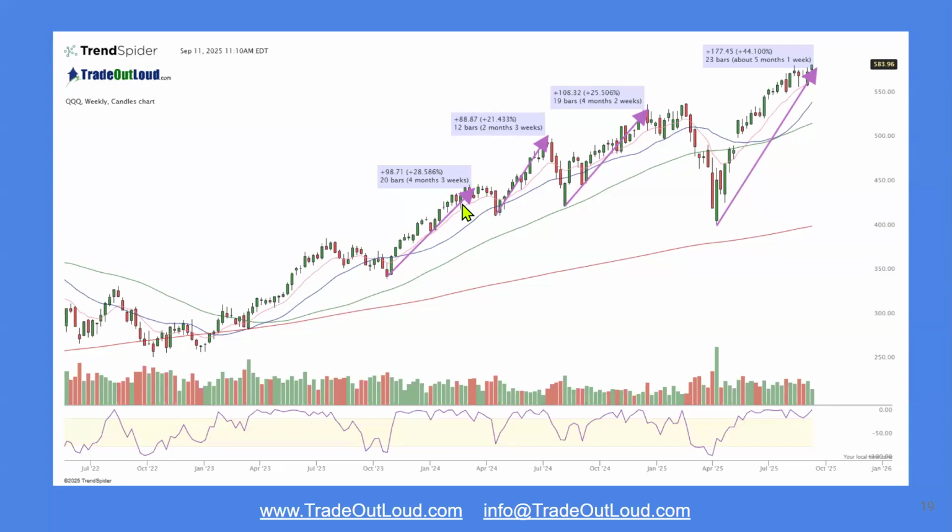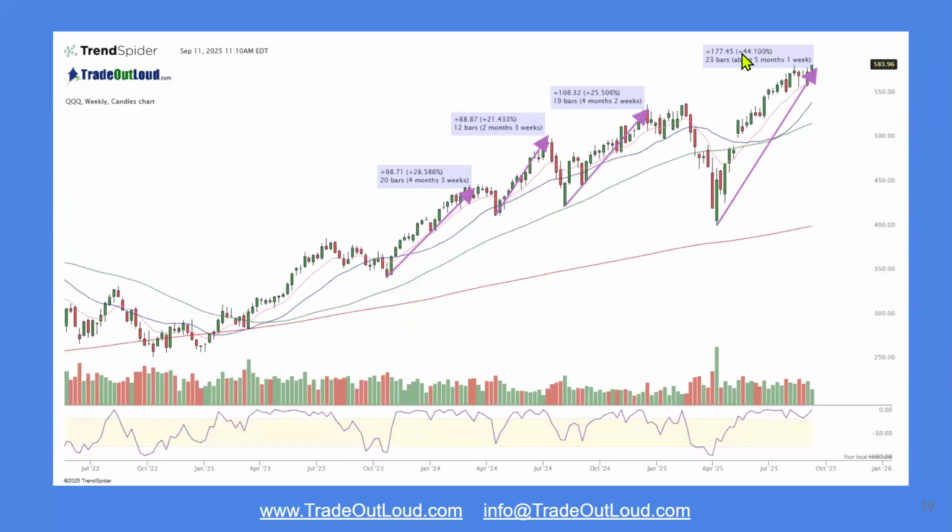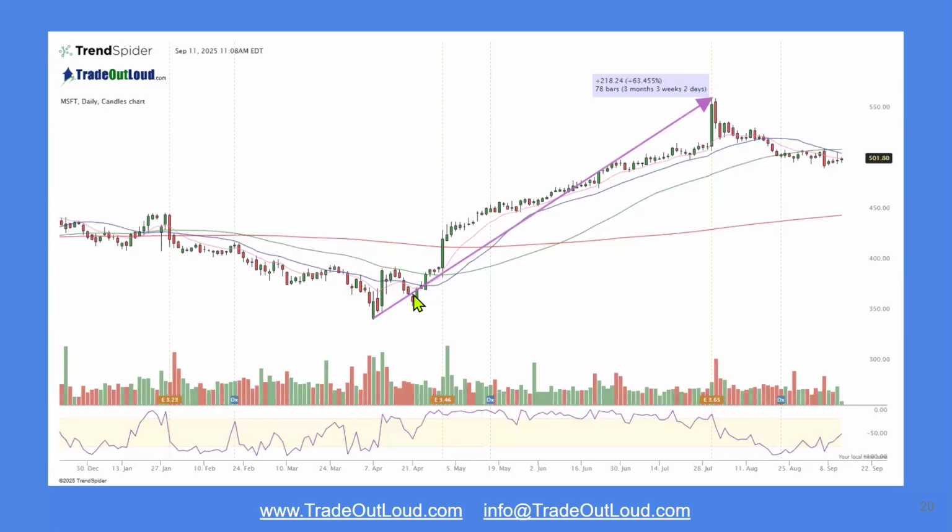You can see that if you go into swing trading, and by the way, this is a weekly chart, this is 28% plus 21% plus 25% plus 44%. That is definitely more than the 48% here. Here's Microsoft from the swing low to the swing high, and by the way, this is from that Liberation Day with the tariff implementation in April till now: 63%.